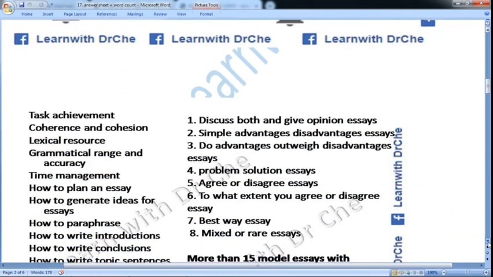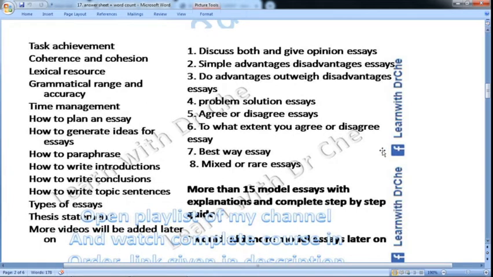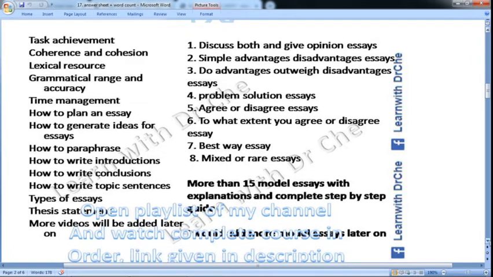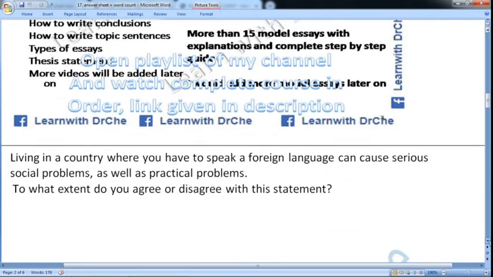This is an overview of my essay writing course. I have started from 4 assessment criteria, then general videos like time management, how to plan an essay, how to generate ideas, paraphrasing, introductions, conclusions, and many more videos. Then I go through each type of essay. I have also written more than 15 model essays in my course. So open the playlist of my channel and watch the complete course in order. The link is given below in the description box.